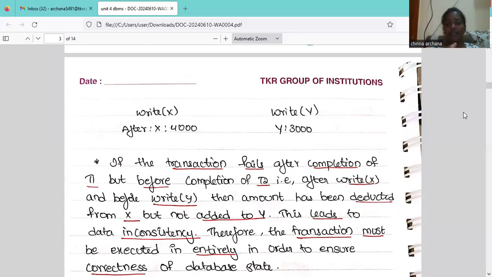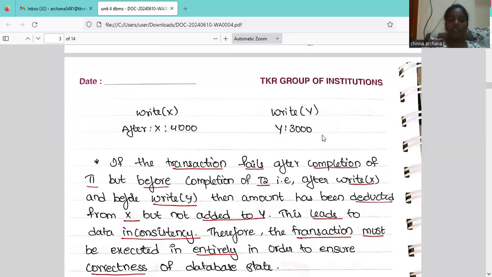So I'm rewriting the X value. In the same way, before the arithmetic operation, the Y value was different, and after the arithmetic operation the Y value is different. So again we are doing a write operation. We are rewriting this Y value. Now the transaction has been finished.